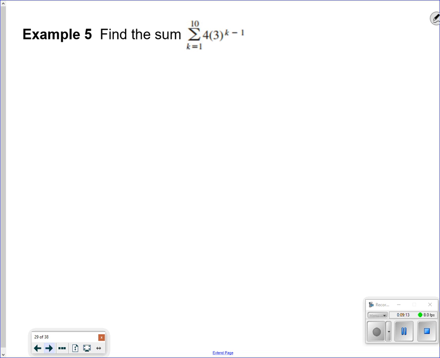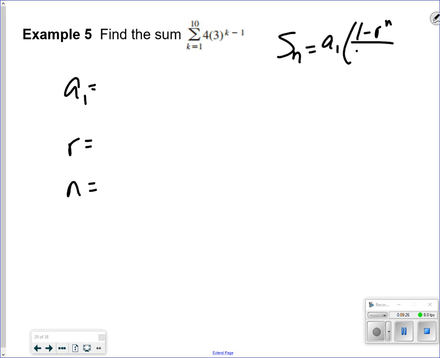So I need, once again, what is a sub 1, what is r, and what is n? Those are the 3 pieces of information you need to know to use the sum formula, and the sum formula will be given to you. So now, let's plug the 1 in. If I plug 1 into the equation, I get 4.